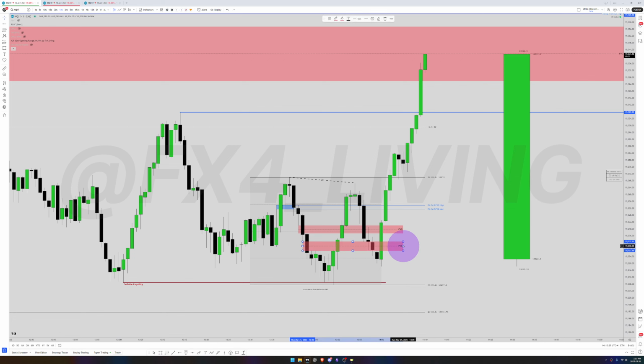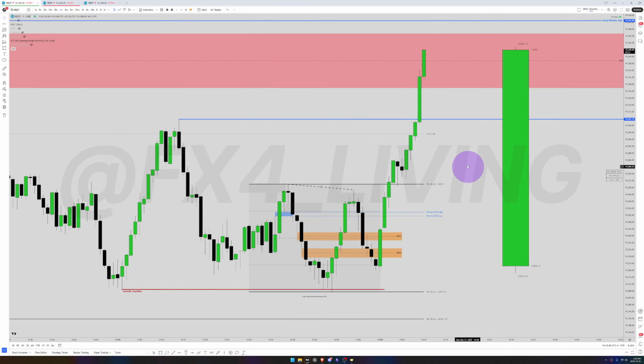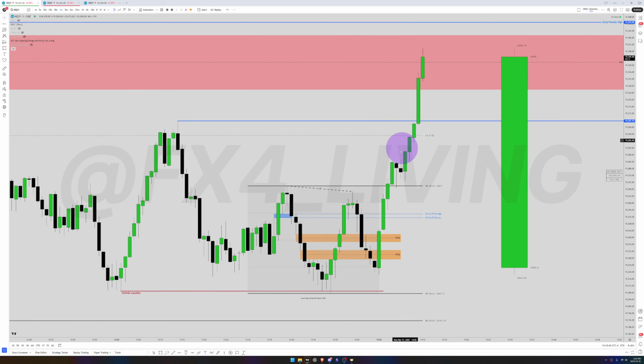Wow. So these are inversion fair value gaps. They're negative inversion fair value gaps because they are bearish and they get flipped inside a bullish one. Wow, this is beautiful. Look at this thing, man.